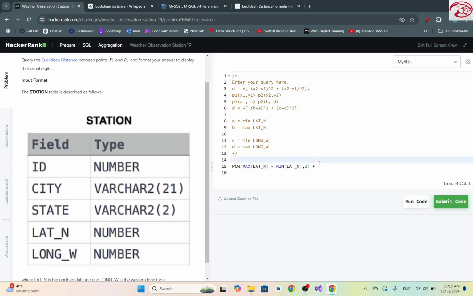Let's calculate D minus C. D is the maximum of longitude, max of long_W, minus C. C is the minimum of longitude, min of long_W, and we are going to raise everything to the power of 2. We can use the power or pow function, power everything to 2. So we got this portion. We are going to take the square root of everything, so all these equations.